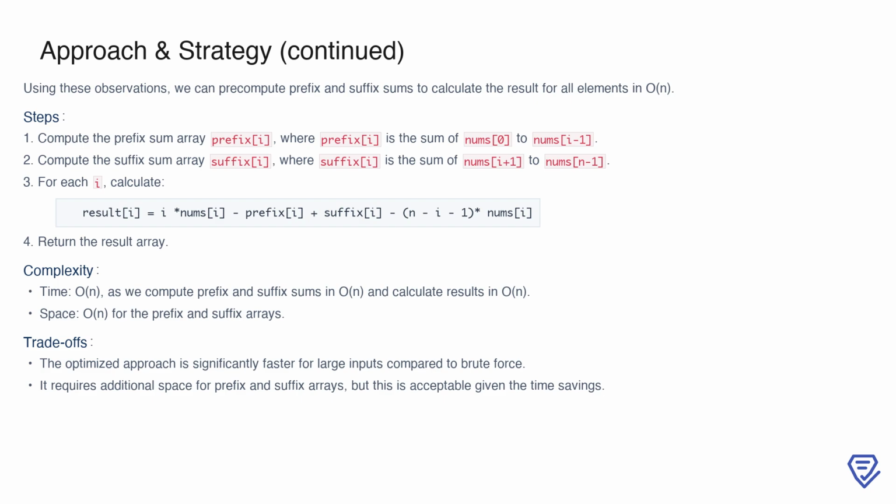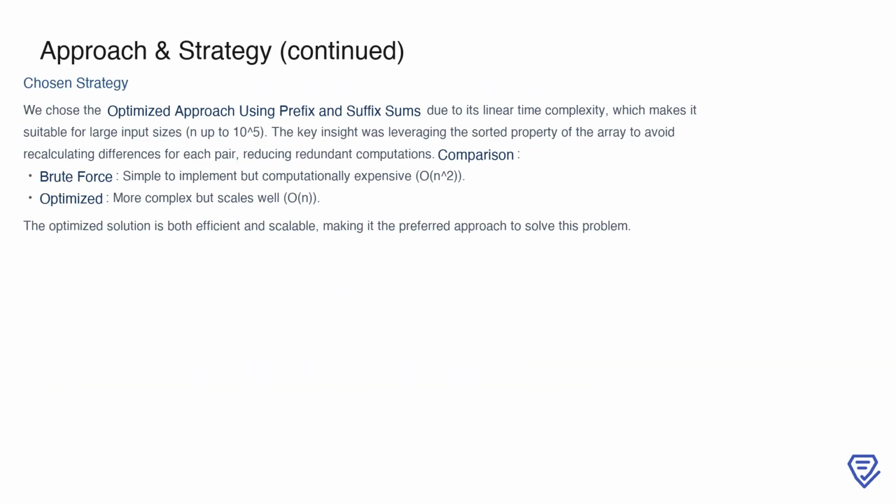The space complexity is O(n) due to the additional arrays, but this trade-off is acceptable given the significant improvement in speed. Ultimately, we chose the optimized approach using prefix and suffix sums because it achieves linear time complexity, making it suitable for handling large inputs up to the problem's constraints of 100,000 elements. The key insight is leveraging the sorted nature of the array to reduce redundant computations, ensuring efficiency and scalability.